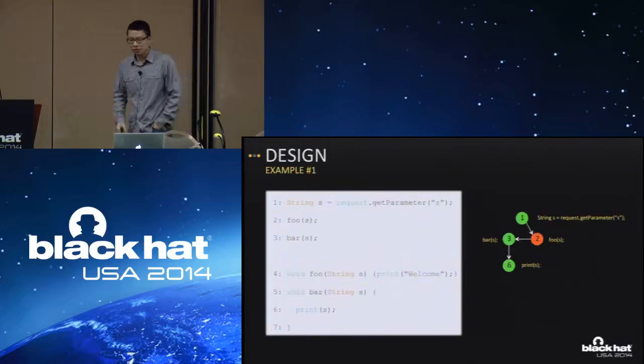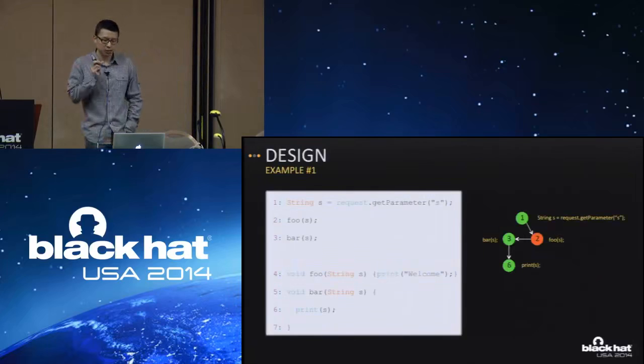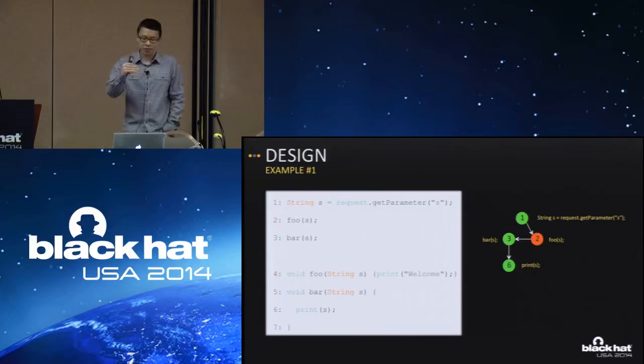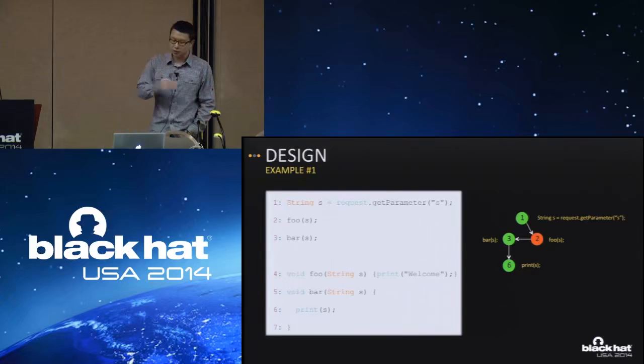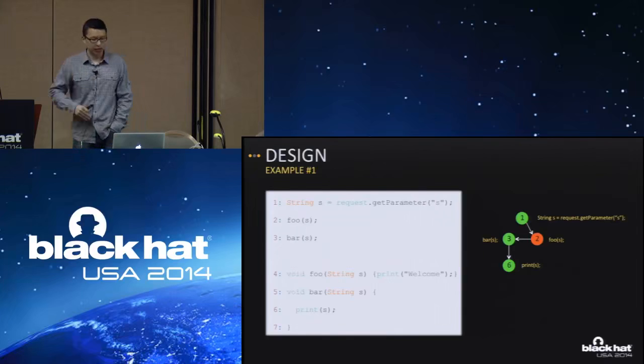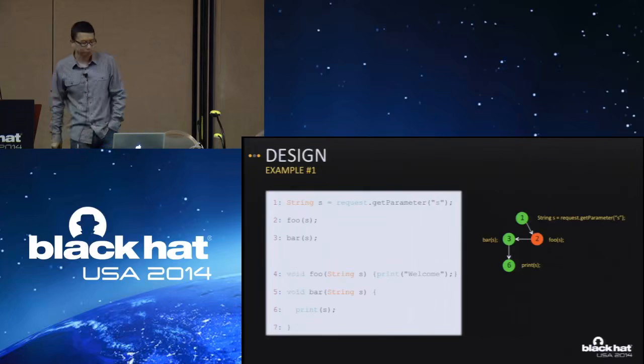Let's take a look at this very simple example, 7 lines of program. Here we have a very simple XSS, where on the first line, we get a string from request. And then on the second line, we pass it to foo. In foo, we print a static string, welcome, and return. On line 3, we pass the string to bar. On line 6, we print the string into the print function, or into the response.